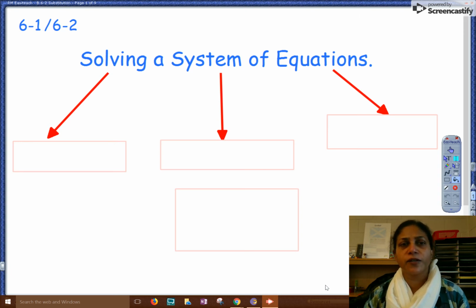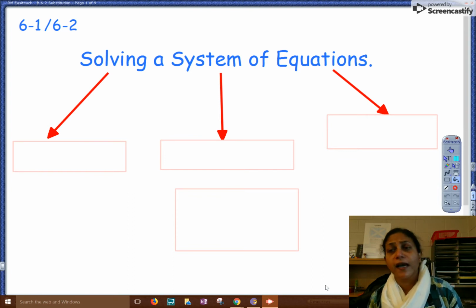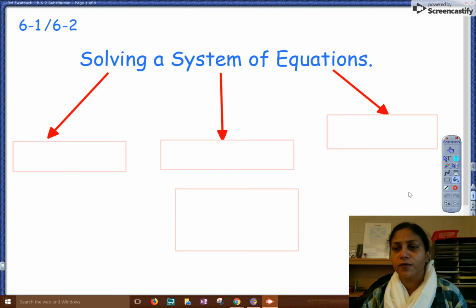Hi guys, today we're going to learn how to solve a system of equations using algebra. Yesterday what you did was using graphing. So here we go.